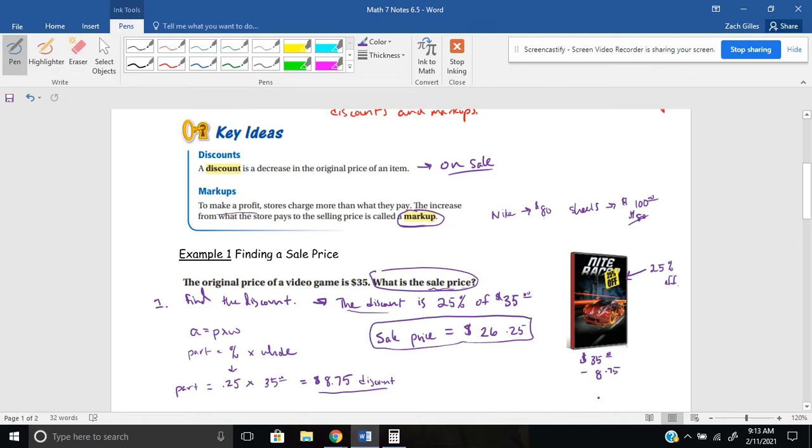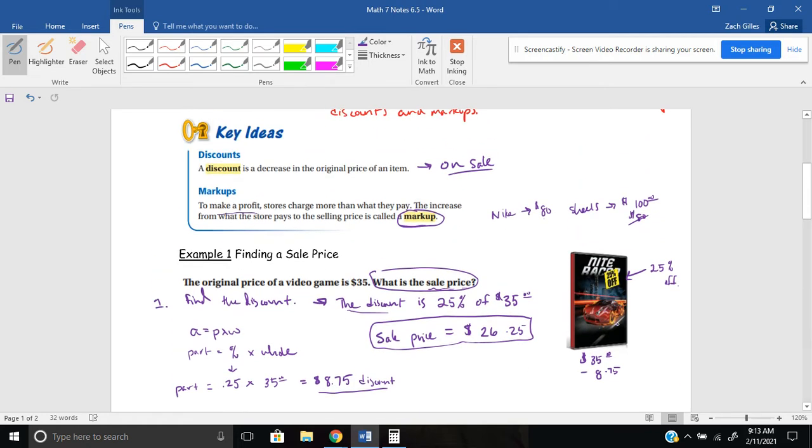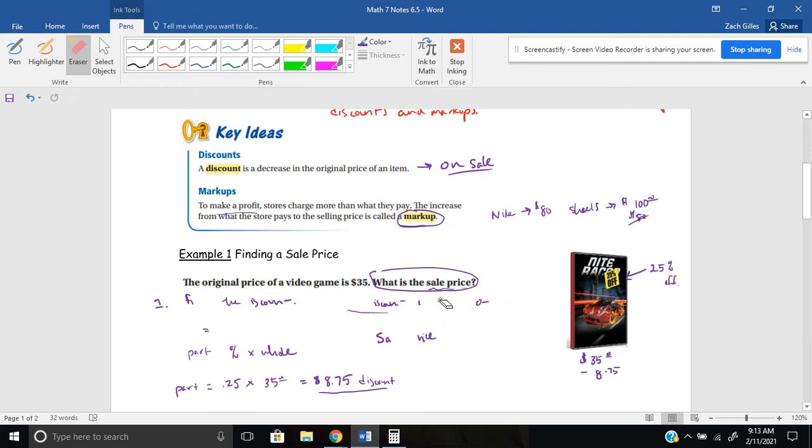You get $8.75 off. Okay, so that's one way to calculate that, is to find what 25% of 35 is and then subtract that from the original price. That's one method. Now that's not the only method. You can do that another way. I'm gonna erase here, and I'm gonna show you that you can take another method to this if you would like.